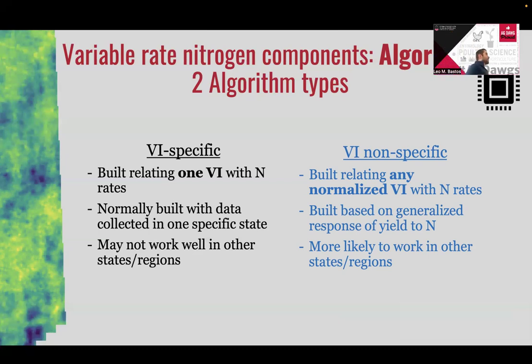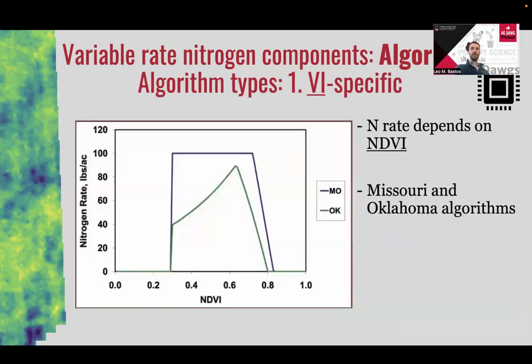However, if you have an algorithm that is not specific to a given vegetation index, it's probably going to be more easily generalizable to other areas, even if you're using a different sensor or different bands and vegetation indices from the ones that you used when you developed it. So we looked into this example here, in which we have two algorithms developed by Missouri and Oklahoma and the universities there.